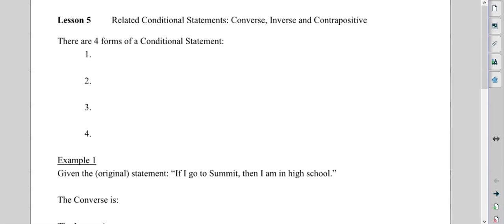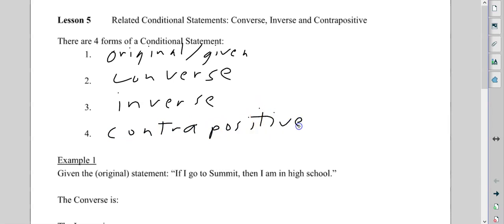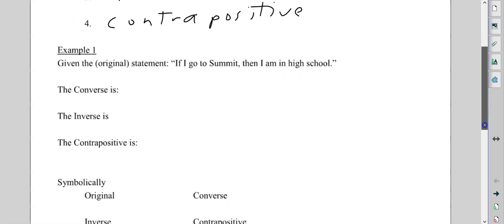All right, lesson 5. Related conditional statements: converse, inverse, and contrapositive. So there are 4 forms. Hopefully you'll remember this from geometry or it sounds somewhat familiar. So we have our original form, also known as what's given. Then we have the converse. Then we have the inverse. And then we have the contrapositive. Hopefully those terms sound somewhat familiar.